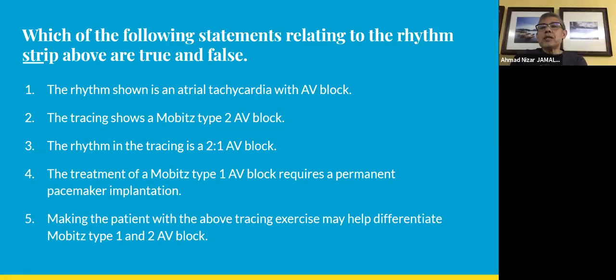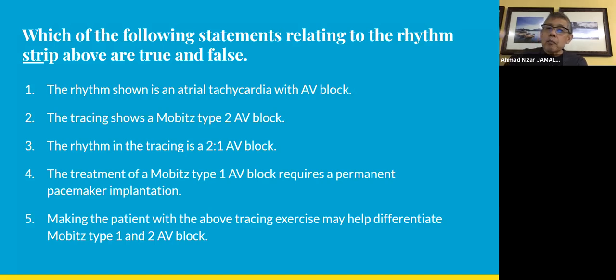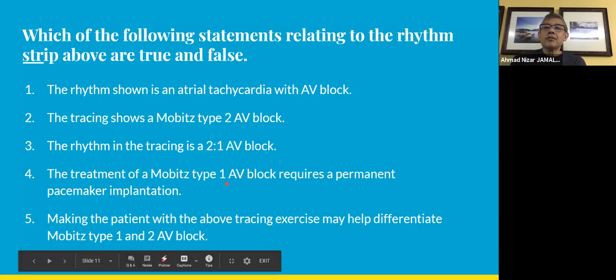The statement that the treatment of Mobitz type 1 AV block requires a permanent pacemaker implantation, the answer is false. In the majority of people with Mobitz type 1 AV block, the block is usually in the AV node, and the majority of them have an intrinsic anomaly. Sometimes you get high vagal tone. Very fit young people may get Mobitz type 1 AV block. Whereas Mobitz type 2 AV block is usually His or infrahisian. That's why Mobitz type 2 requires a permanent pacemaker. Mobitz type 1 does not, actually. So that answer is false.